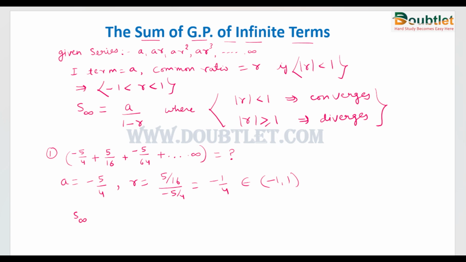So if we need to find the sum of the series, we can find it as a divided by 1 minus r. So a is -5 by 4, and 1 minus r is 5 by 4. If we solve this, we get -5 divided by 4 over 5 divided by 4, so the sum of the series would be -1. So this is how we can find the sum of a series whose ratio lies between -1 and 1.